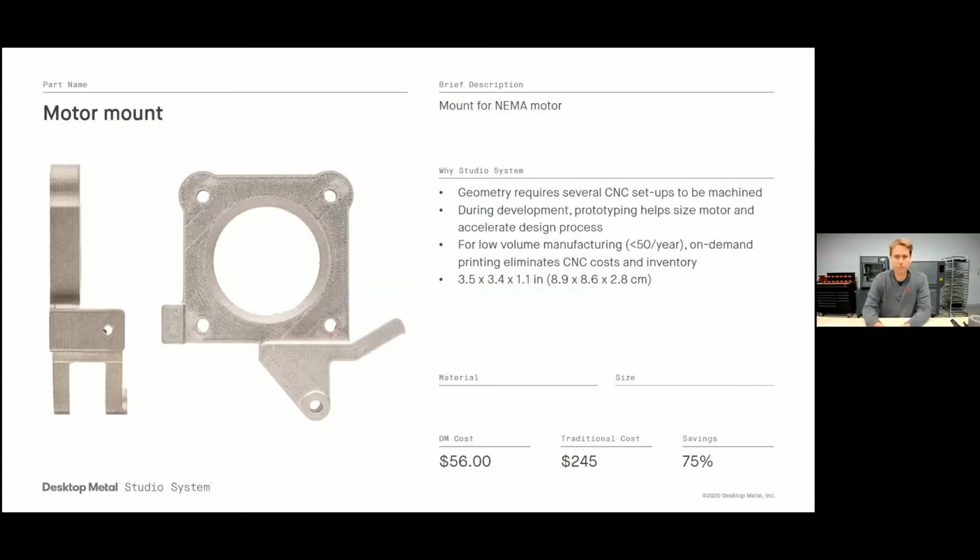So during the prototyping and low volume stages, this part can be very, very economically produced when we're producing it in lower volumes. So for example, each one of these is going to cost me about $56. The traditional machining cost on this part was over $245. So right there, we're getting about a 75% cost savings on this part.